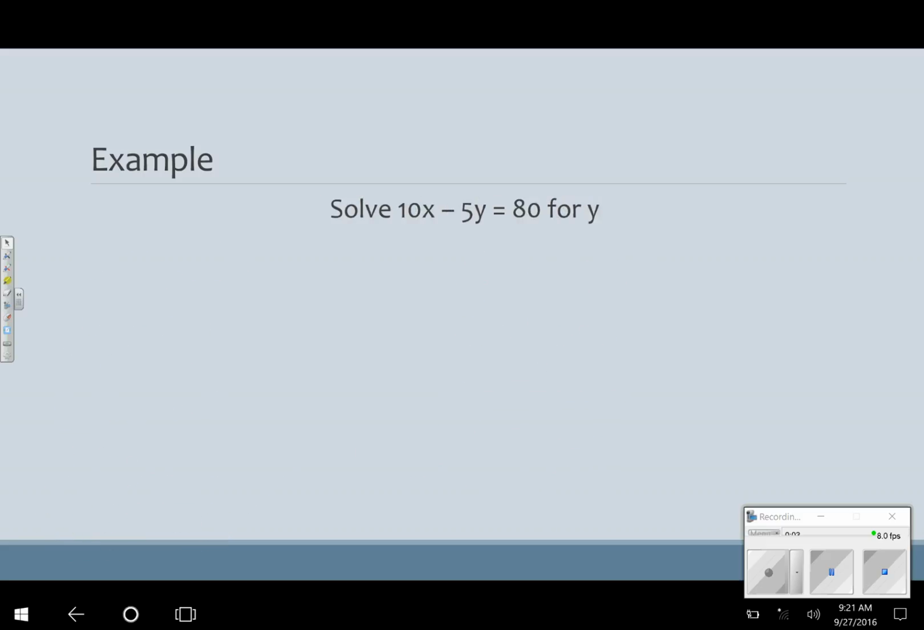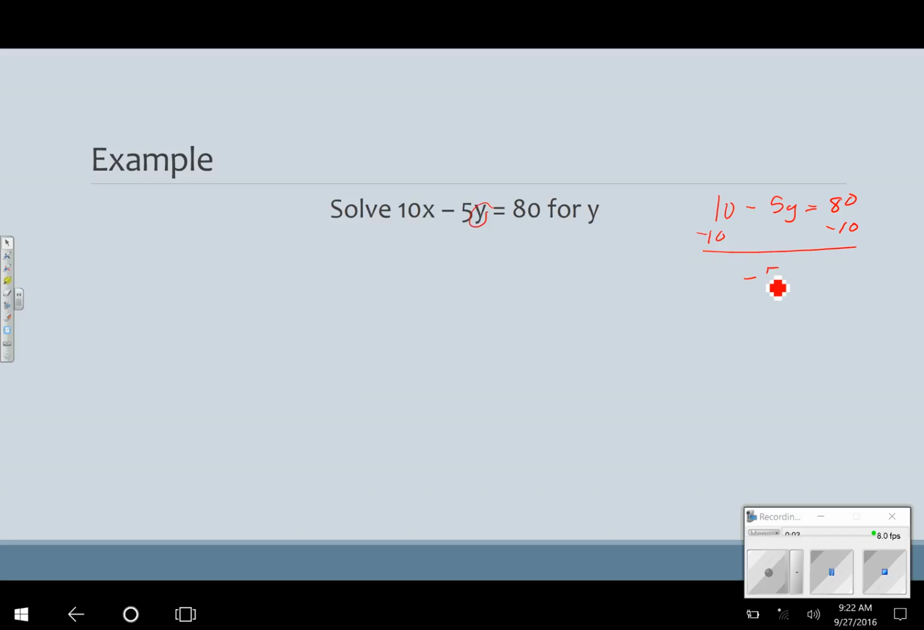Let's look at the next example. We want to solve this equation for y. So I want to get y by itself. If this was just 10 minus 5y equals 80, you guys would know exactly what to do. It's not going to change. We would subtract 10 from both sides, right?